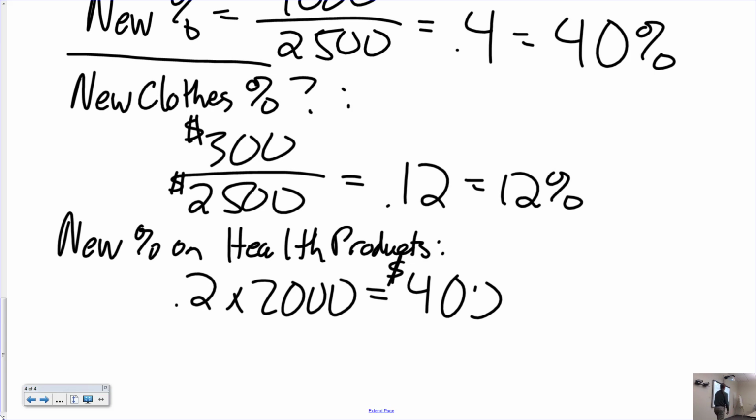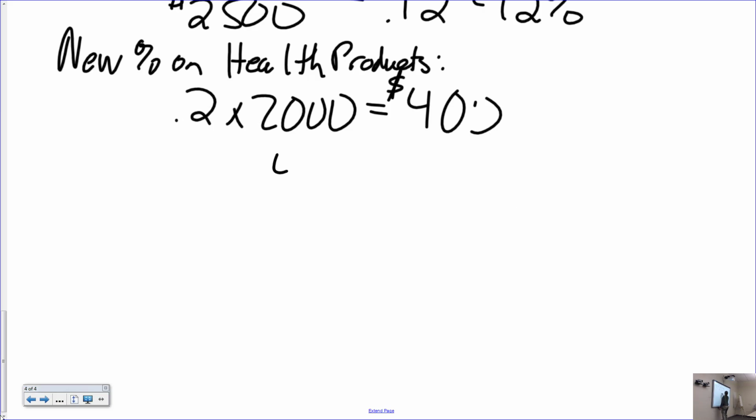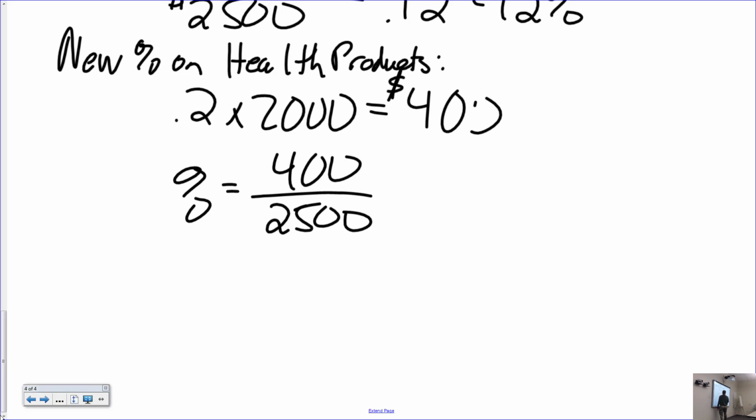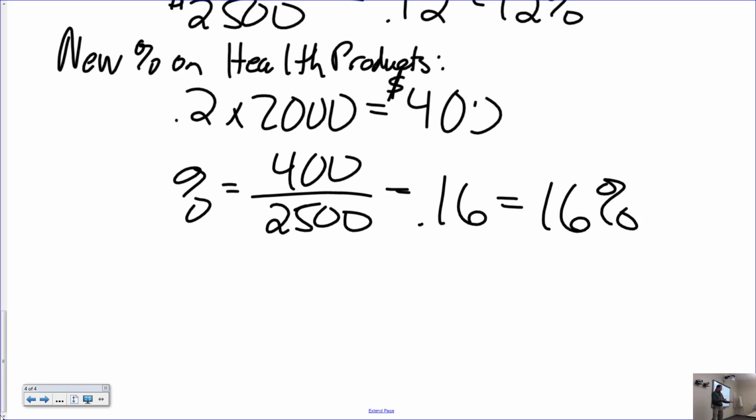So to get its new percentage, you divide by the 2,500, which gives you 0.16, and turns out to be 16%. So that's the idea: each one of the other pies, its number stayed the same from the original $2,000. But now you have to take that old number and divide by the new total, 2,500, for every one of those percents. So, watch for that, all right?